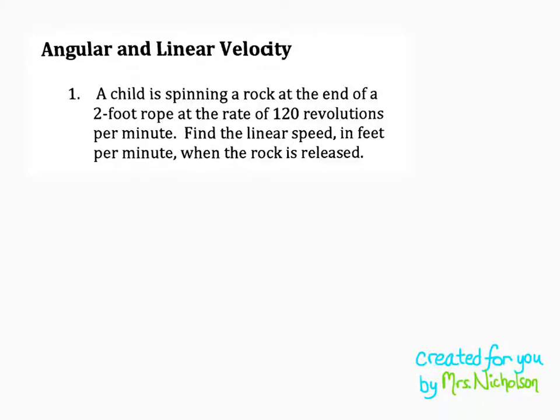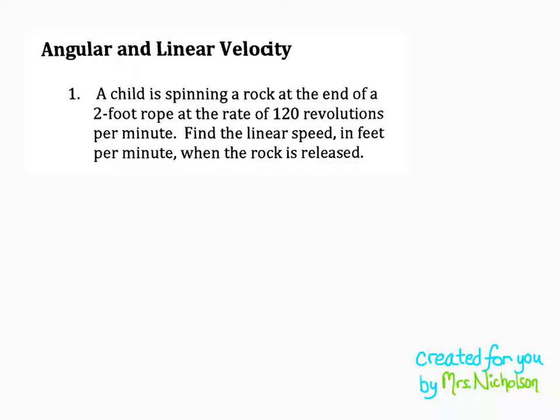All right, we're going to look at our test review on periodic functions. First two questions here deal with angular and linear velocity. In question number 1, we have a child spinning a rock at the end of a 2-foot rope at the rate of 120 revolutions per minute. And the question asks us to find the linear speed in feet per minute when the rock is released.